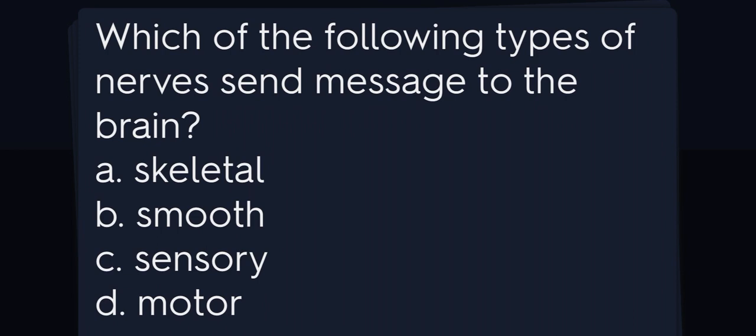Which of the following types of nerves send messages to the brain? A. Skeletal. B. Smooth. C. Sensory. D. Motor. C. Sensory.